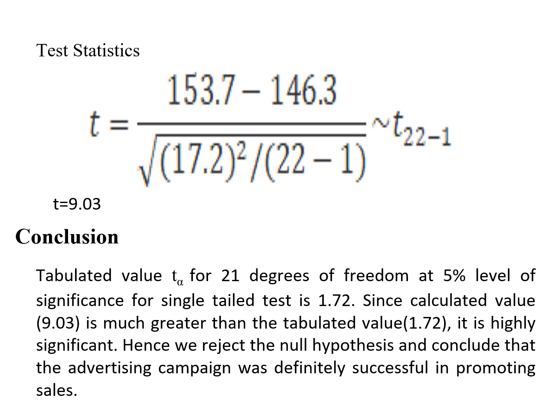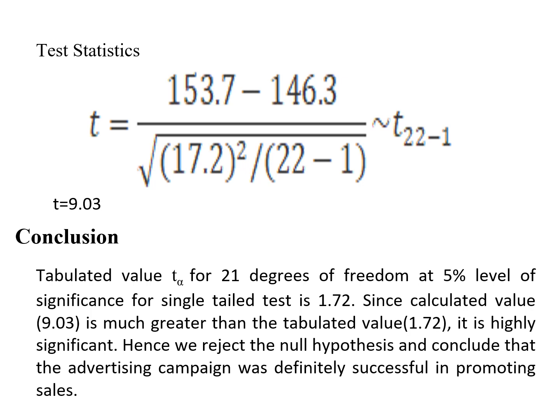Then the square root of the standard deviation value, which is 17.2, squared, divided by the sample size 22 minus 1. After simplification, what will we get? We will get the t value. First we subtract to get the numerator value, then we find the denominator value.